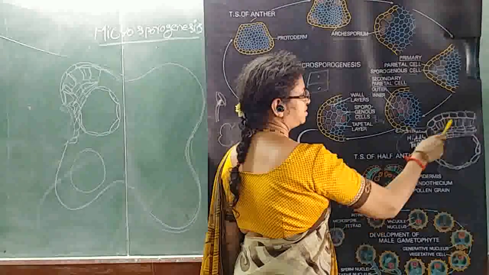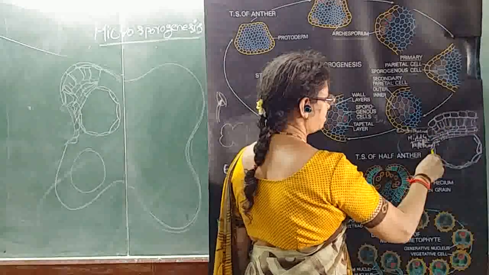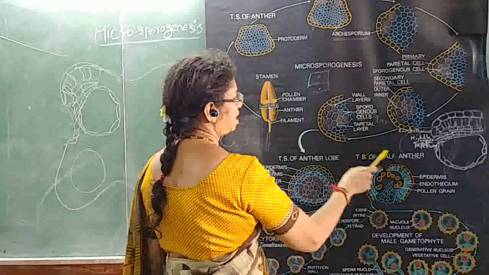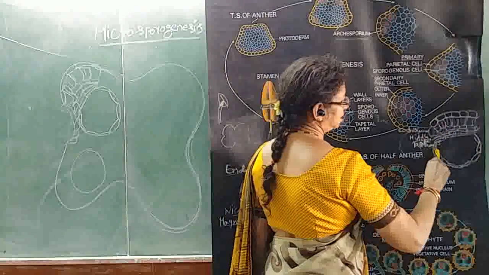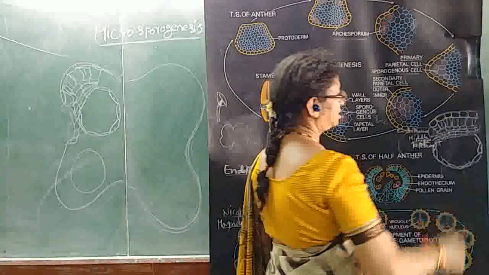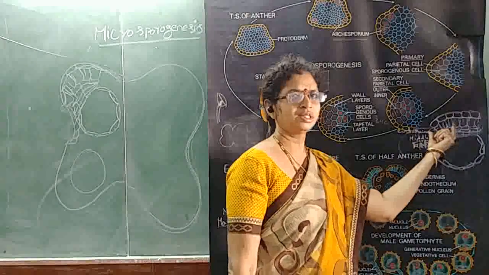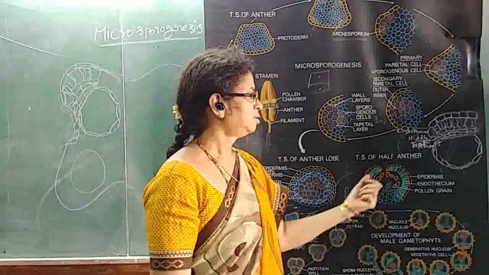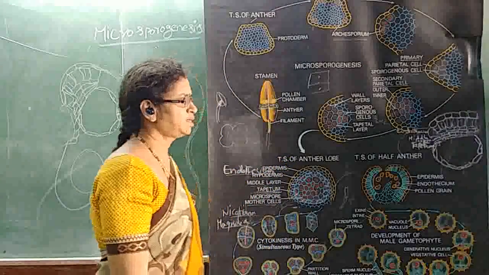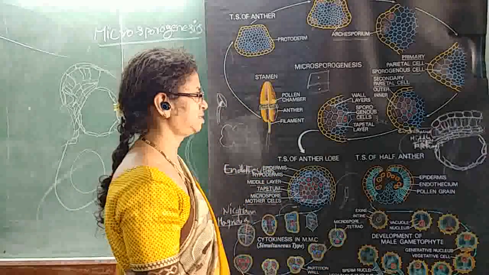This layer of cells consists of fibrous thickenings, but these thickenings are absent at the region of the stomium. This endothecium layer, by the mechanism of contraction and expansion, helps in dehiscence of the anther and liberates the pollen grains outside. And this endothecium lacks the fibrous thickening in cleistogamous flowers, that means unopened flowers.